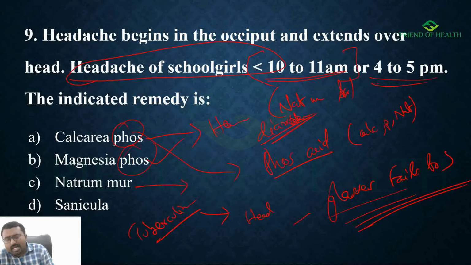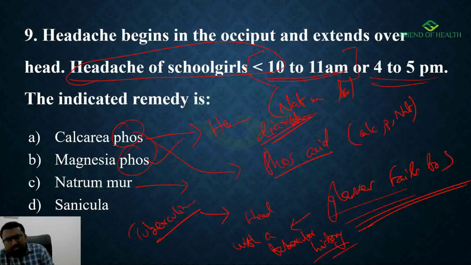Another important point added to Tuberculinum is a tubercular history. If it is there with a tubercular history, headache in schoolgirls, aggravation by studying, then definitely it is Tuberculinum. With a tubercular history, glasses fail to ameliorate, everything is Tuberculinum.